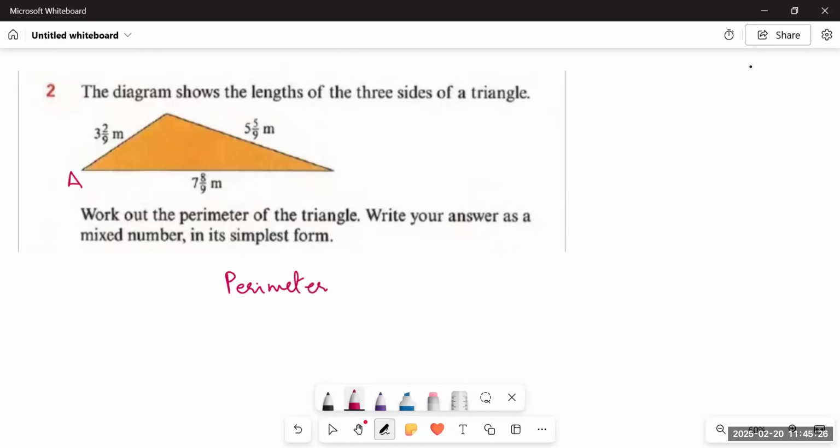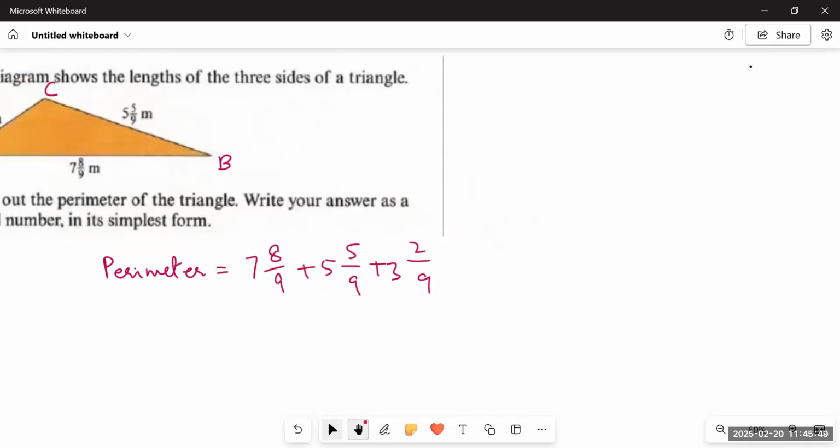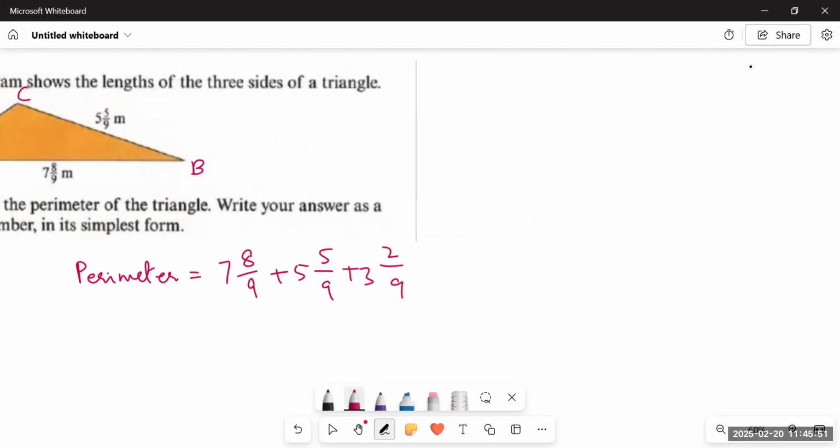Let's take, this is A, B, and C. Then what we have to do? We just have to add up 7 whole 8 upon 9 with 5 whole 5 upon 9 and 3 whole 2 upon 9. This is what perimeter means. Perimeter means to add all the sides. And since there are 3 sides in a triangle, it means we have to add up all the sides. So in this case, what we are going to do, the first step would be the same. That is, convert them into improper fractions.